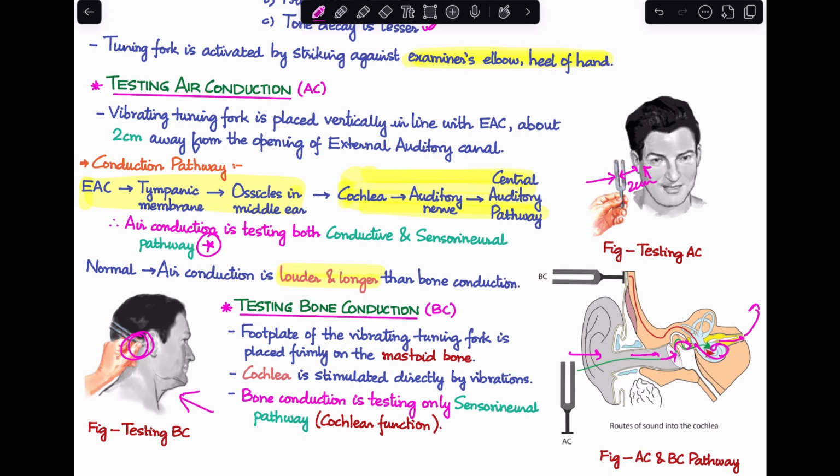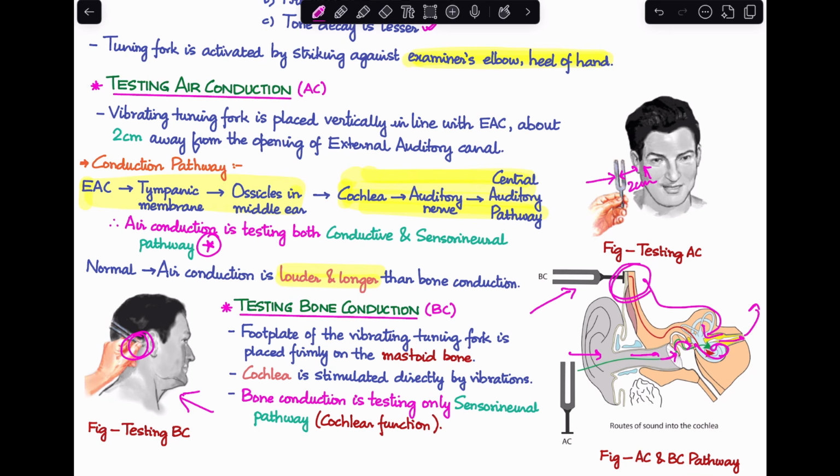Let's look at the second image over here. This is our bone conduction. We have placed it on the mastoid process. This directly stimulates the cochlea instead of going through the pathway that we saw for air conduction. So, bone conduction is basically ending up stimulating only the cochlea. And what does the cochlea represent?